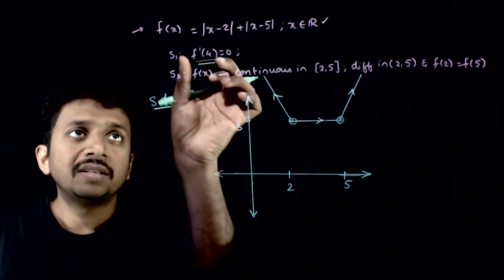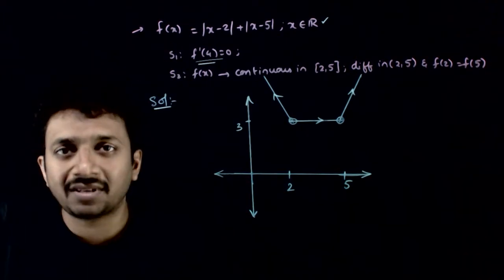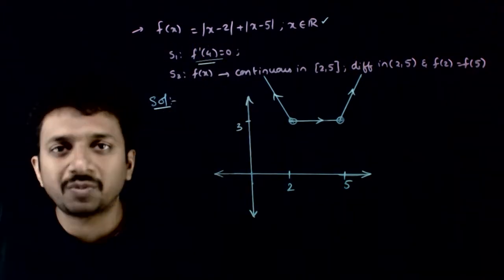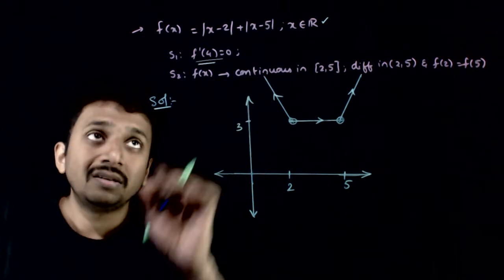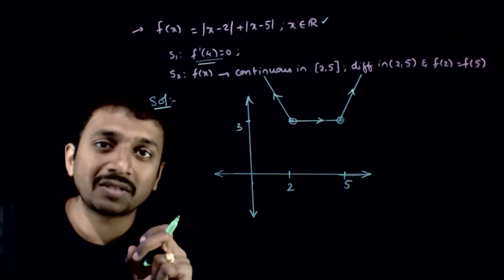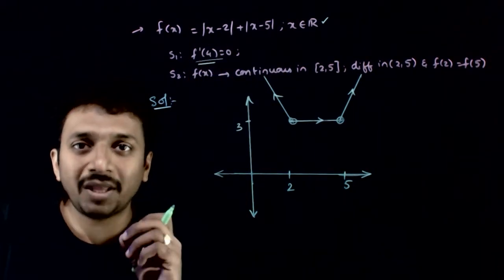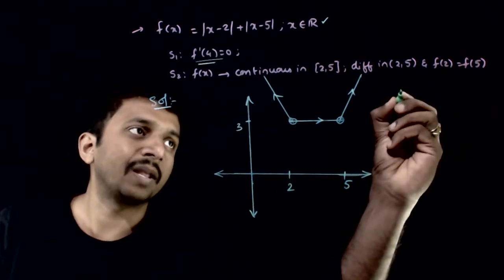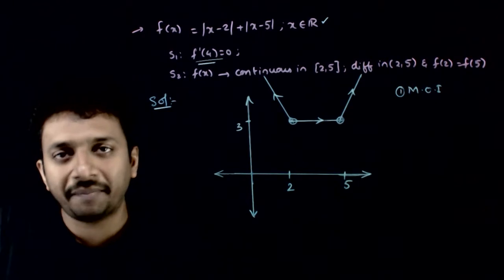So let us try to analyze the function first. What is mod x minus 2 plus mod x minus 5? How do you analyze this function? This is a modulus function, so you have two mods. Whenever you have a function having modulus, we analyze it by the method of intervals.